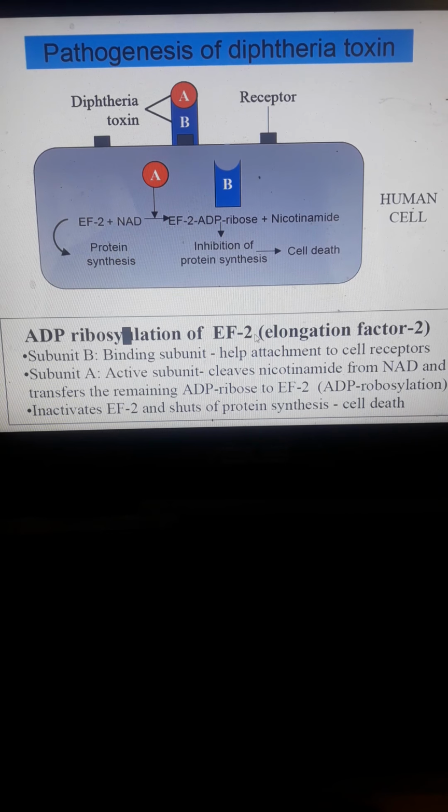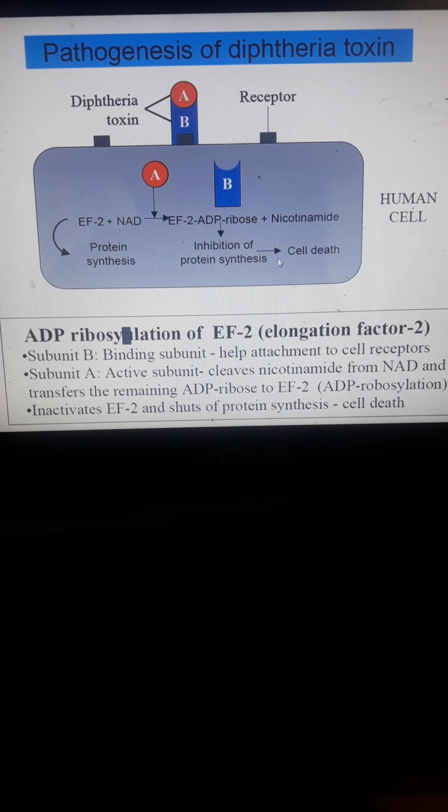Continue with our discussions about pathogenesis. So we already described subunit B and subunit A, and then the ADP, which is involved in ribosylation of EF2, meaning in ribosylation you add the ribose of elongation factor 2. Okay, because elongation factor 2 is the one that is involved in the inhibition of protein synthesis, which causes the cell death. Okay, so we go back to the diagram.